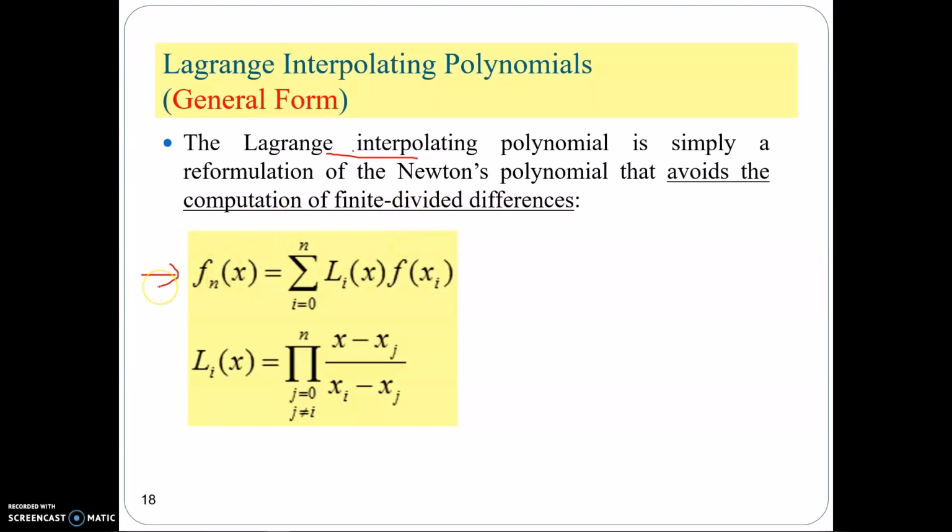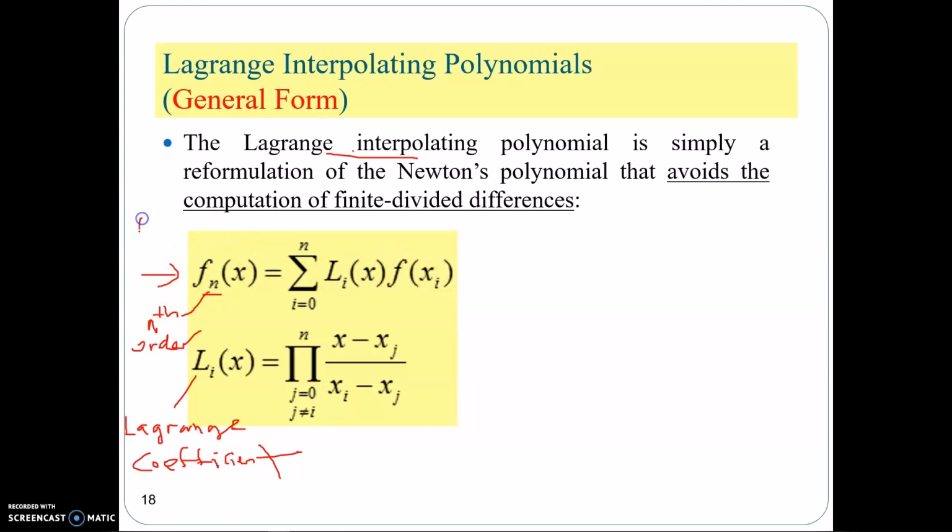So this is the general formula for the Lagrange interpolating polynomial, where n is the order. f_n equals the summation of i equal to 0 until n, and inside you have the L, which is the Lagrange coefficient, multiplied with f(xi).